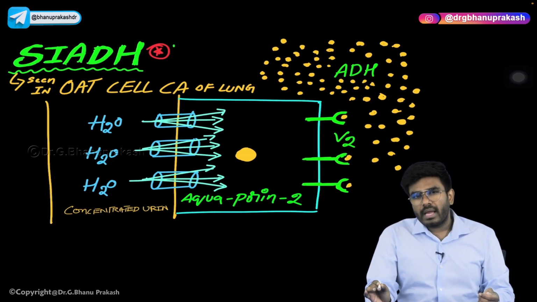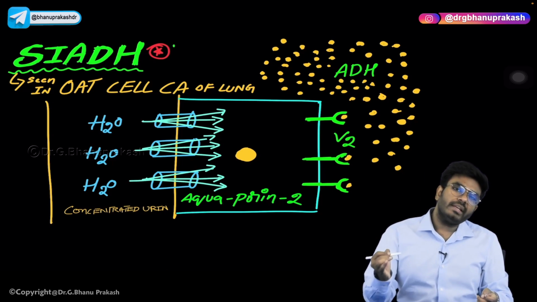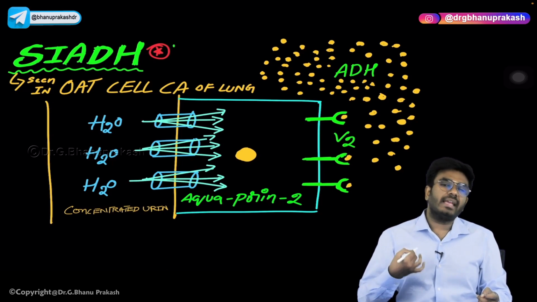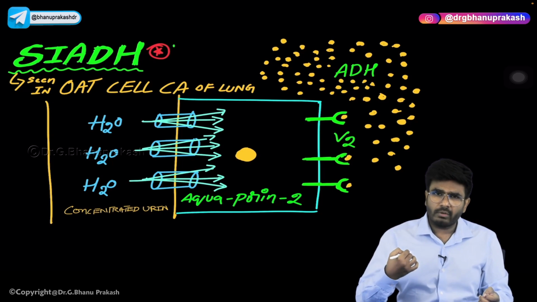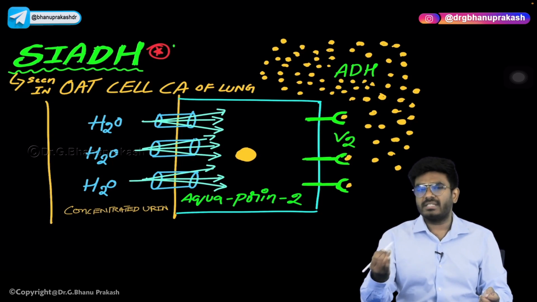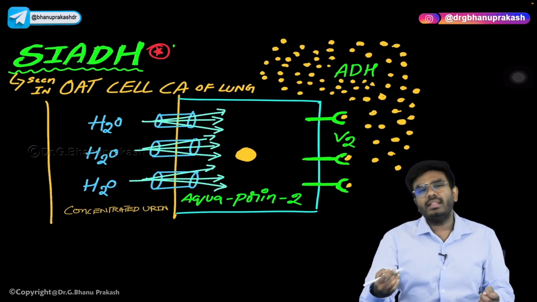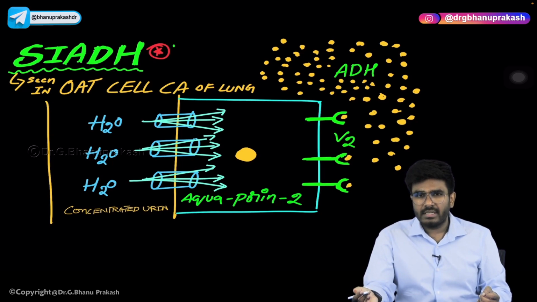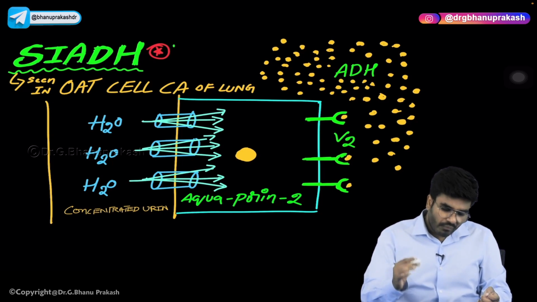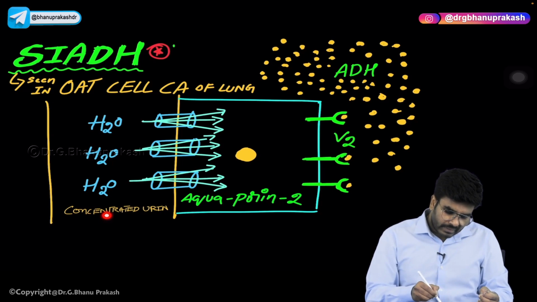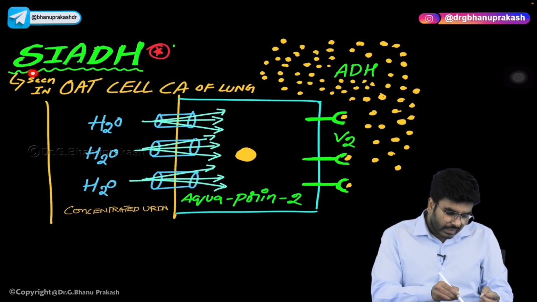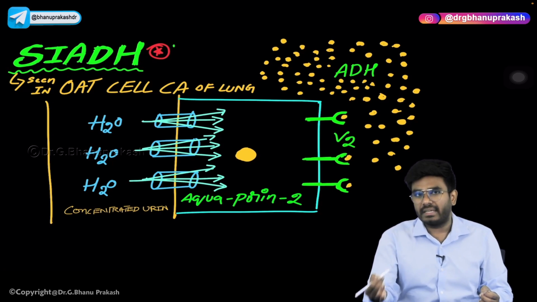Now, as a good doctor, how can you treat this condition? First of all, if there is a cancer, we have to take out the cancer. We have to resect the cancer surgically. But not all patients are suitable for surgery. They might have some contraindications. So how can we treat it medically? How to treat SIADH using drugs?